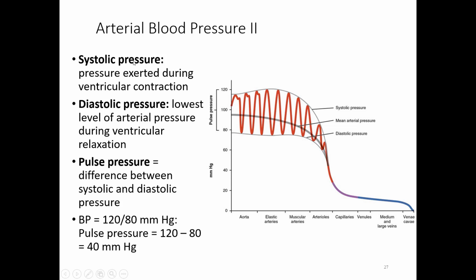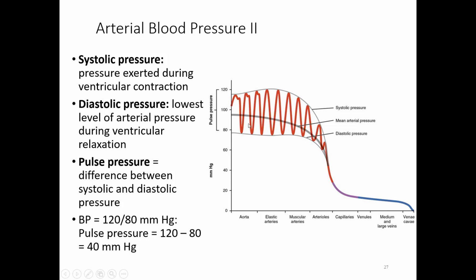Look at picture 20.10. Systolic pressure. It's a pressure exerted during ventricular contraction or ventricular systole. When ventricles contract, blood pressure in aorta goes approximately to 120 millimeters of mercury. Here it is, contraction, high blood pressure here, another contraction. When ventricles relax, blood pressure goes all the way down right here, and that would be diastolic pressure, the lowest level of arterial pressure during ventricular diastole or relaxation.